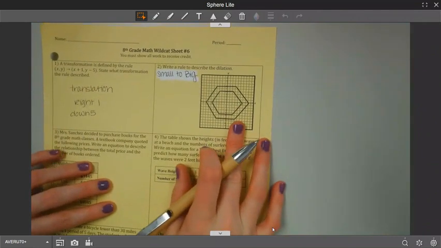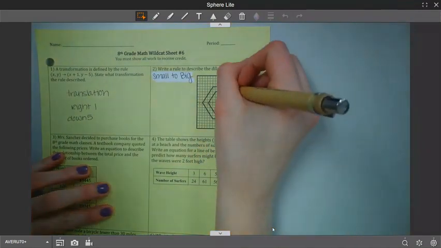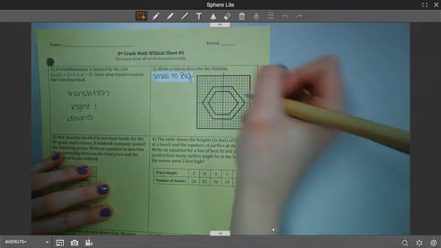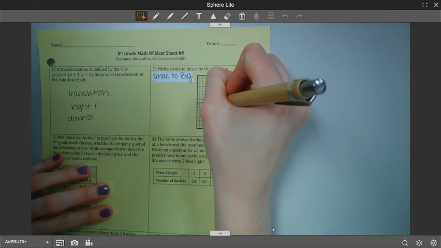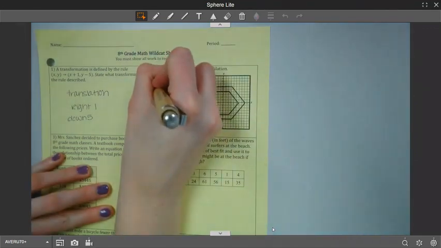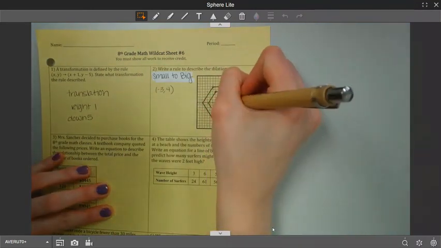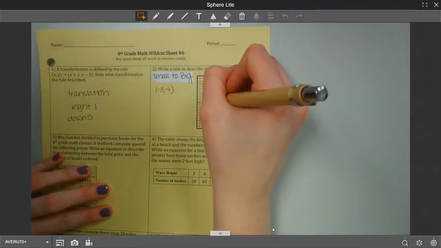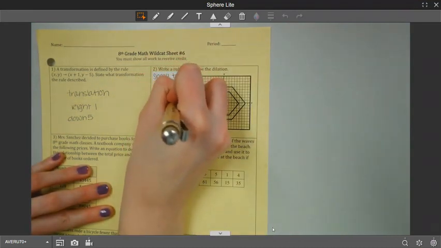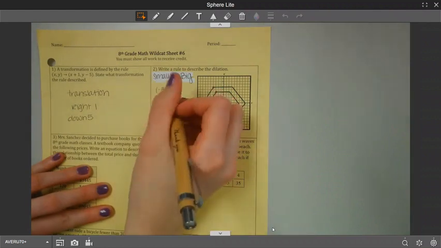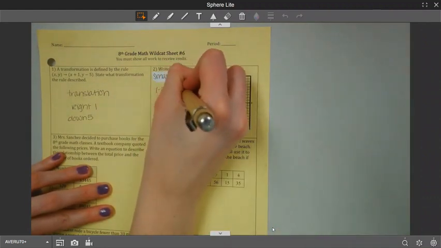Okay, this one, number 2, I told you we were going from small to big. So on the small shape, I'm going to go ahead and get the ordered pair. Here I've got an ordered pair at (-3, 4). And then I have another ordered pair here at (-4, 6). Well, I'm going to go ahead and use my positive numbers. So small to big. So this is the old, this is the new.